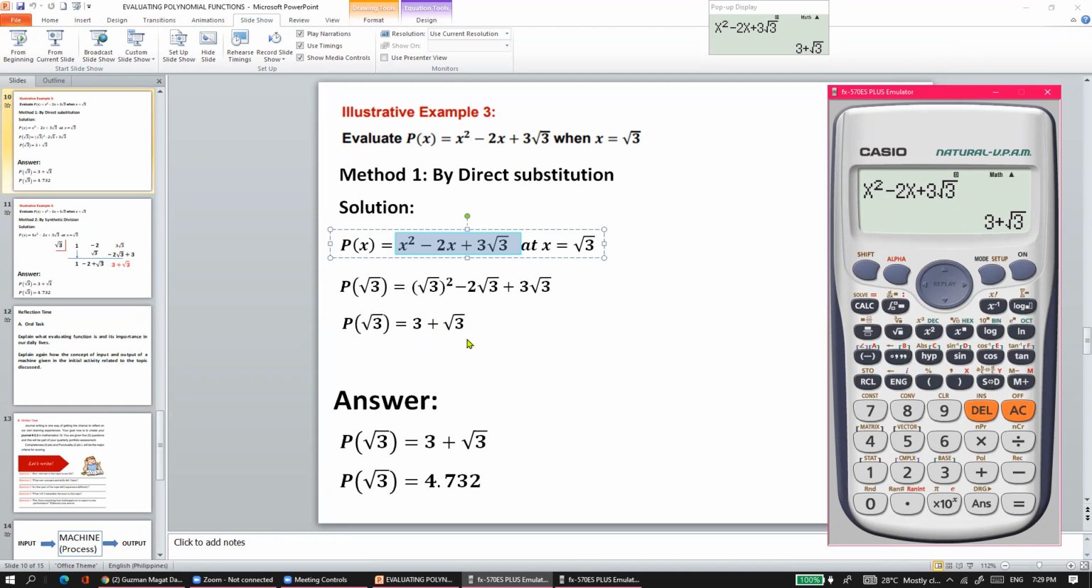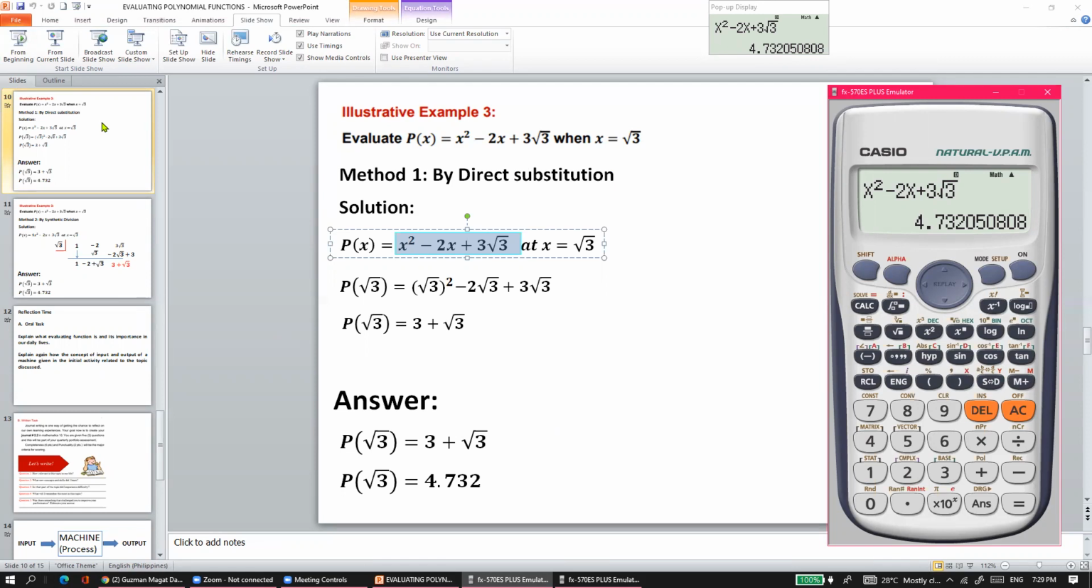Kung ano yung nakuha ni teacher, yun din ang nakuha natin sa calcu. Now, paano naman yung 4.732? Pindutin mo lang yung SD, magiging decimal yan. Kung gusto mong bumalik sa original kanina, pindutin mo lang ulit ang SD. Back and forth yan, anak. Nakita mo ba? Okay, klaro sir. So, ganyan lang kadali yung direct substitution.